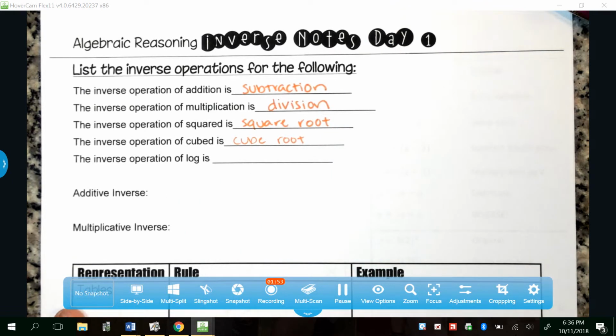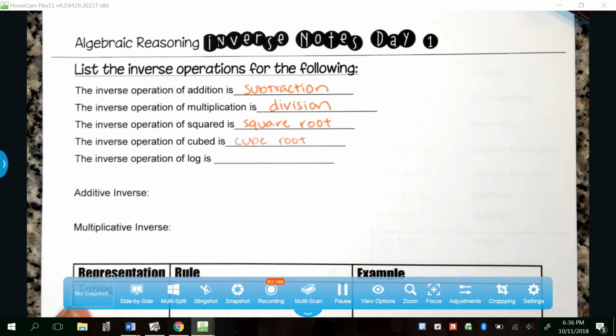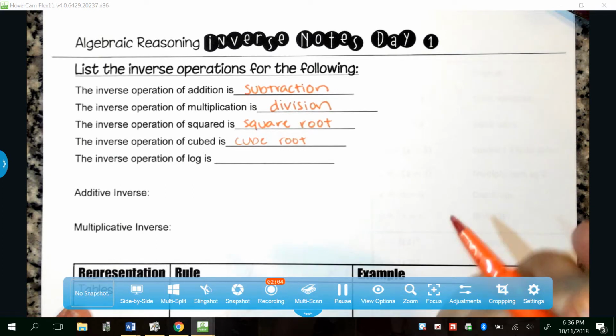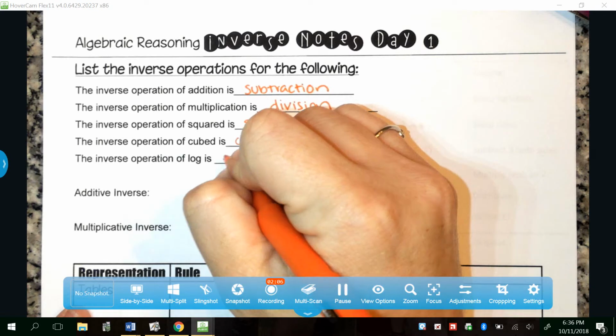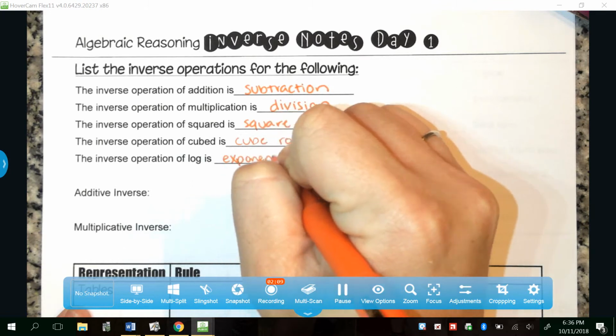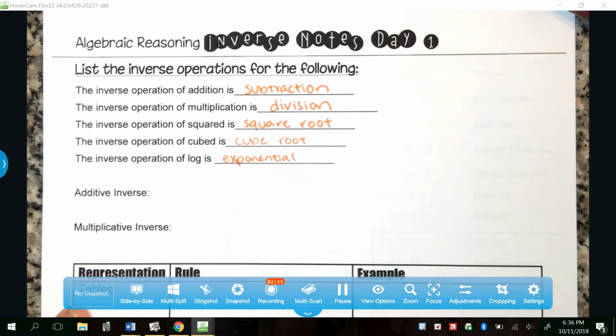Now, this is one we haven't really talked about, and I don't know if you have learned before, but the inverse operation of log is exponential. I had a brain fart for a second.